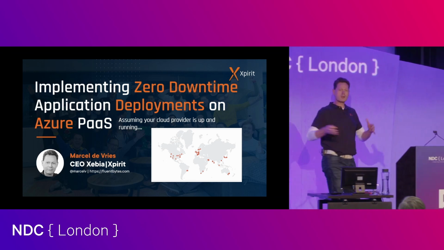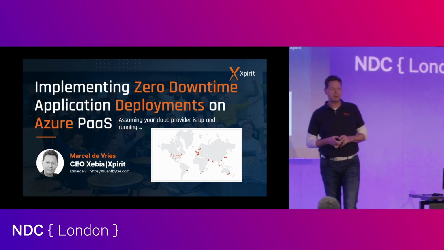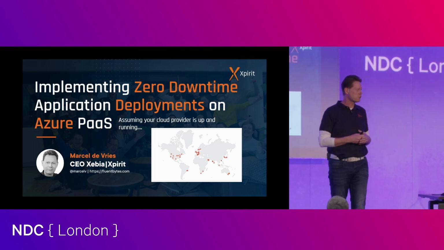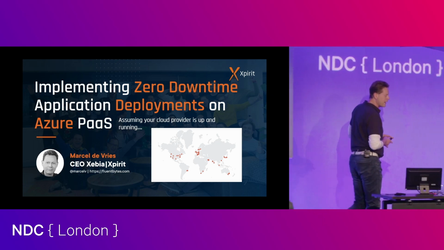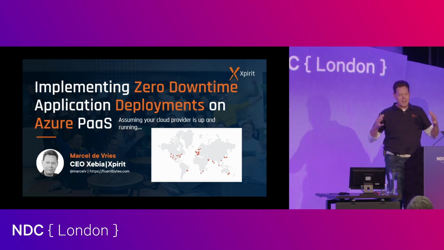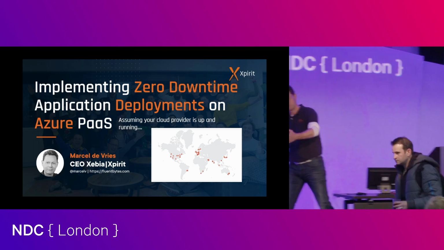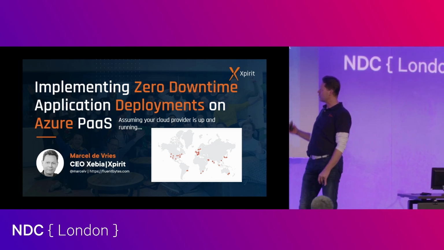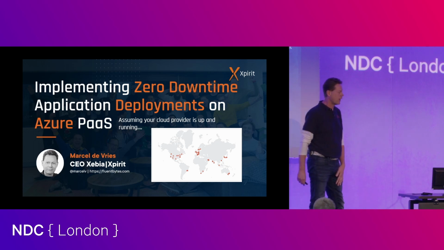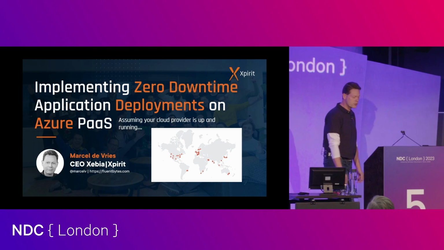I added the subtitle for today, assuming your cloud provider is up and running, because apparently this morning they had an outage of about 4 hours on networking. I am assuming that our cloud infrastructure is there. And on top of that, we will try to do zero downtime deployments of our applications using different PaaS services that we can use within Azure.